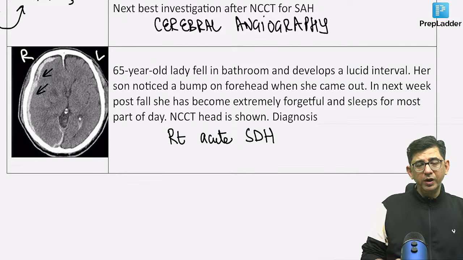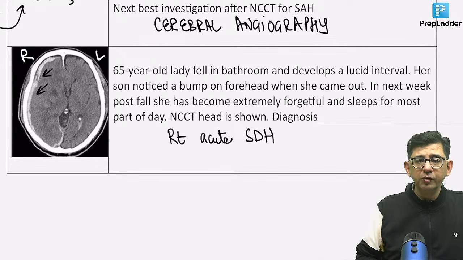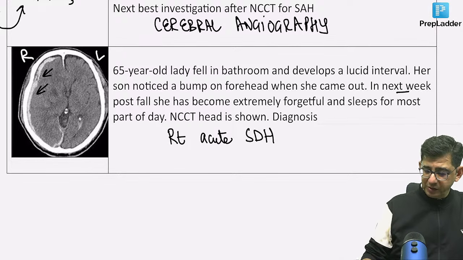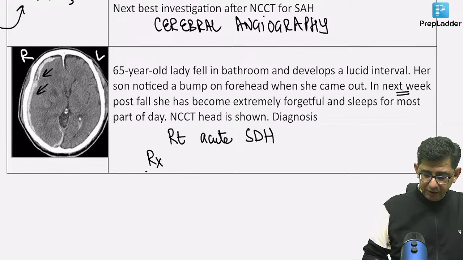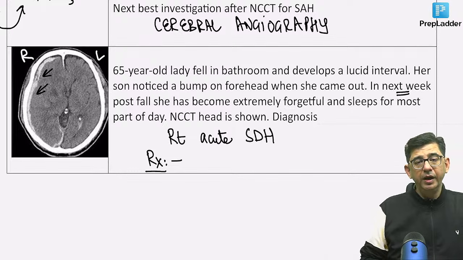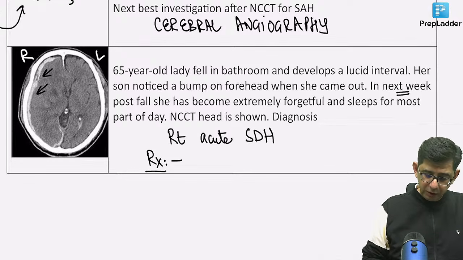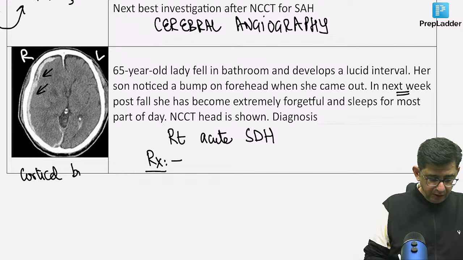Even if you look at the history here, it's very classical for an acute subdural hemorrhage because the patient is presented with a week-old history in this particular case. Hit the comment button first and let me know what is the treatment for this condition. Options are burr hole and craniotomy. The source of bleeding would be cortical bridging veins.